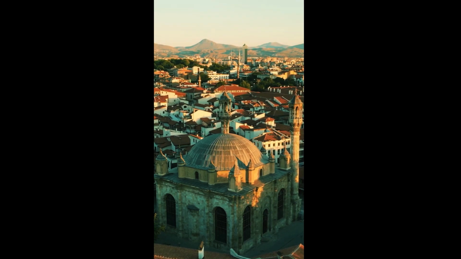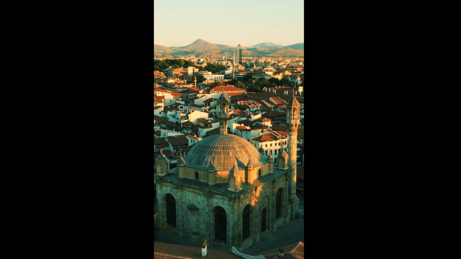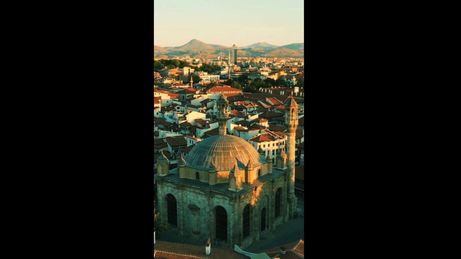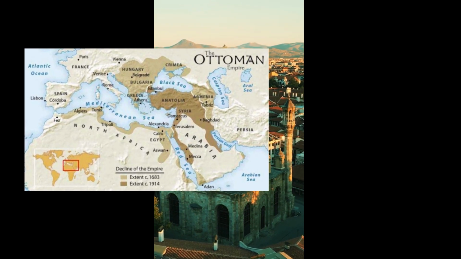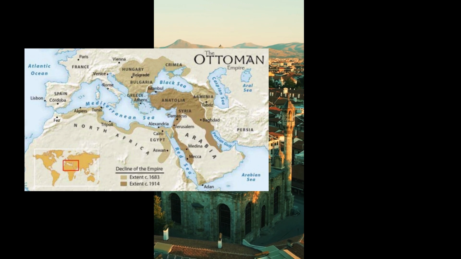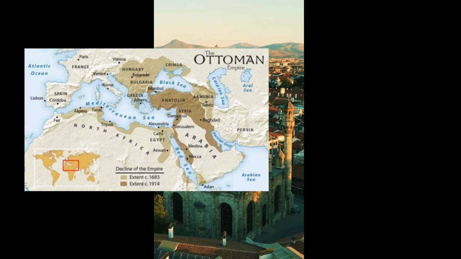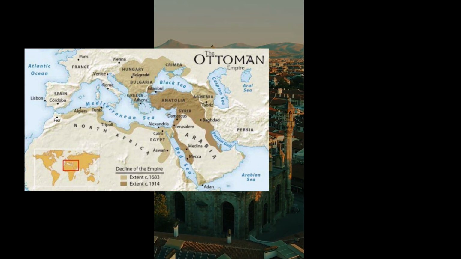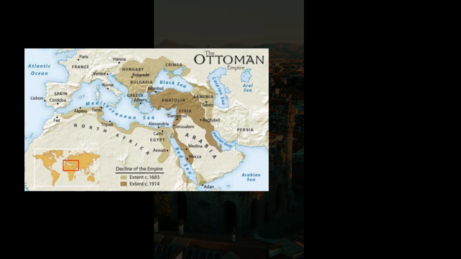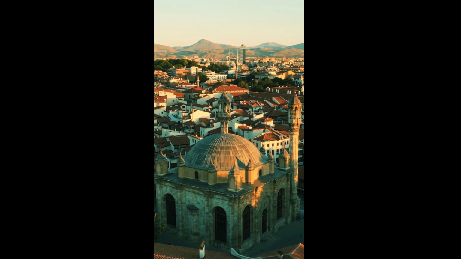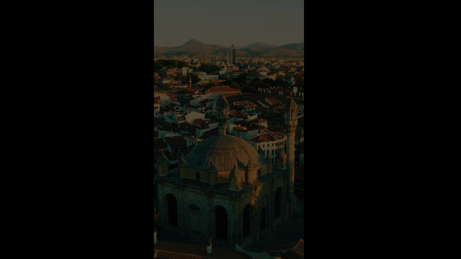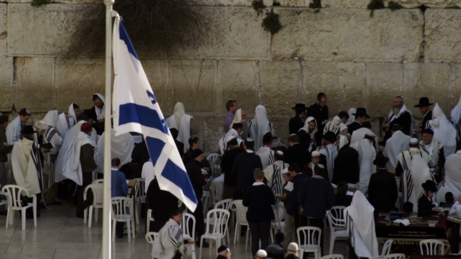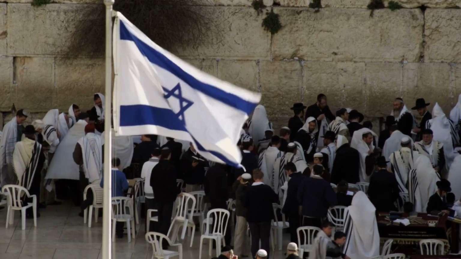The roots of the Israel-Palestine conflict trace back to the late 19th and early 20th centuries when Jewish immigration to Palestine under the Ottoman Empire increased. The Zionist movement, which aimed to establish a Jewish homeland, gained momentum. This movement collided with the aspirations of the Palestinian Arab population already residing in the region. Tensions heightened as Jewish immigrants acquired land, displacing many Palestinians.